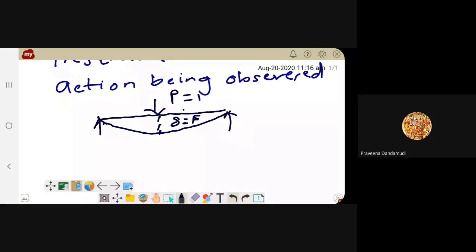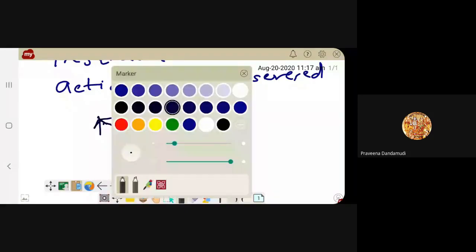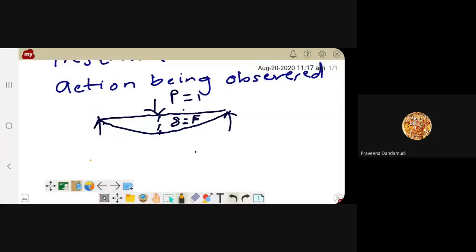You just keep this in mind. Okay, then we'll have the equation of deflection like delta.